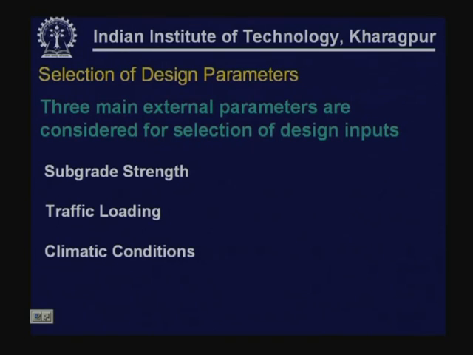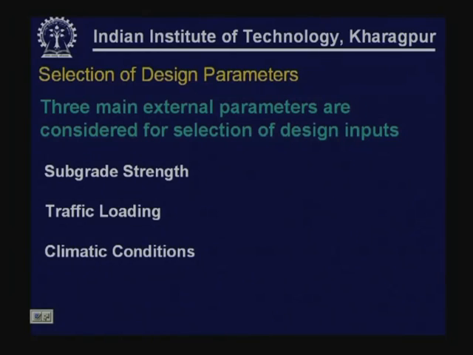In selecting these design parameters such as thickness, type of pavement, number of layers and so on, we have to basically consider 3 external parameters. These are parameters that are external to the pavement. The first one is the subgrade strength. What is the type of subgrade that we are trying to provide? What is the strength that this subgrade can mobilize, and how do we take that subgrade strength into account in designing our pavement?